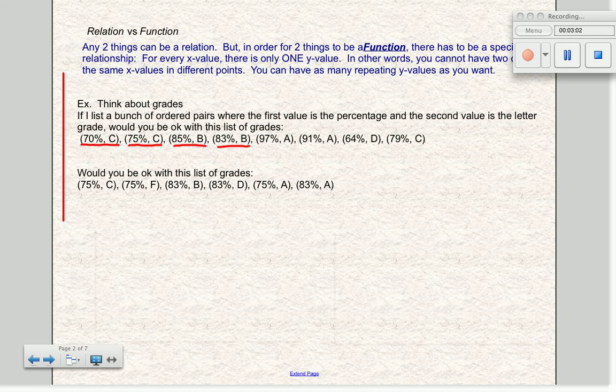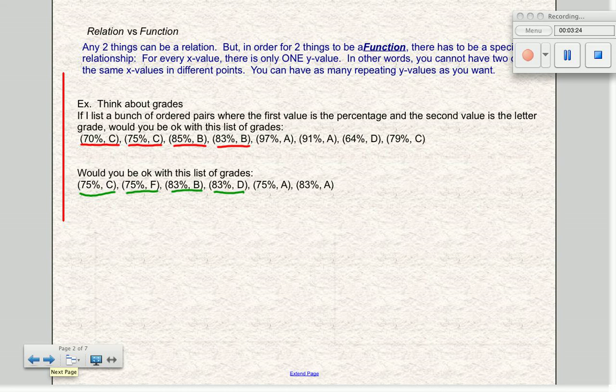Now, if you look at the second set of points, if somebody gets a 75% on the midterm, I would give them a C. Somebody else gets a 75%, I give them an F. Maybe I don't like them because I didn't like their handwriting or something, I don't know. Somebody else gets an 83, they get a B. Another person with an 83 gets a D.